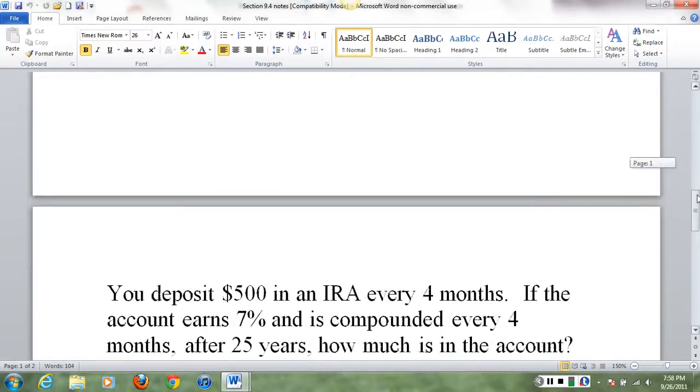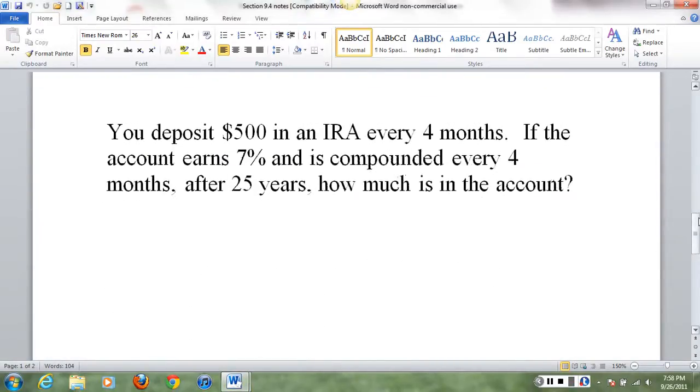So another typical question. You deposit $500 in an IRA every 4 months. If the account earns 7% and is compounded every 4 months, after 25 years, how much is in the account? So again, a future value equation. N is the number of times compounded per year. So if it's compounded every 4 months, how many times per year is that? That's what our N is going to be in this equation.